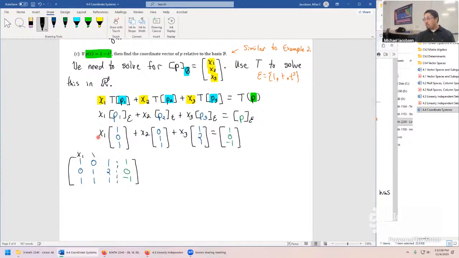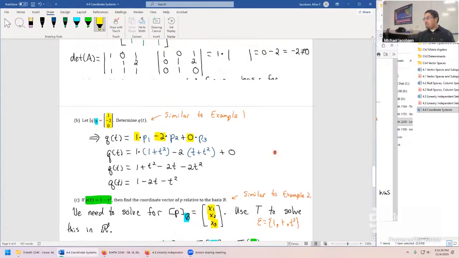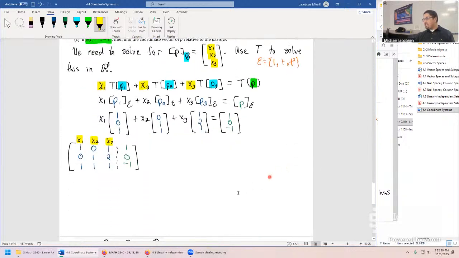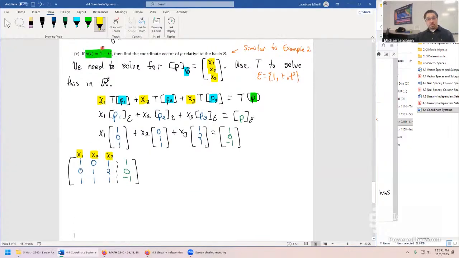So column 1 is x1, column 2 is x2, column 3 is relative to x3. Get this into row reduced echelon form, and you have a value for x1, x2, x3. It carries up all the way to the very top. In other words, the moment you solve this whole problem in R3, you've also solved it in the domain space P2 automatically. Just like with this problem, the moment we found a basis for R3, it was a basis for P2 guaranteed. And now that we know it's a basis, we're going to find the coordinates of P relative to that basis. So it's now just an ordinary row reduction problem.